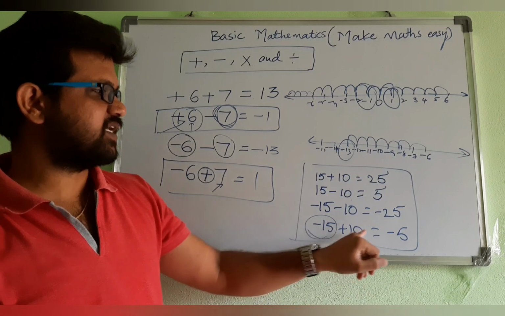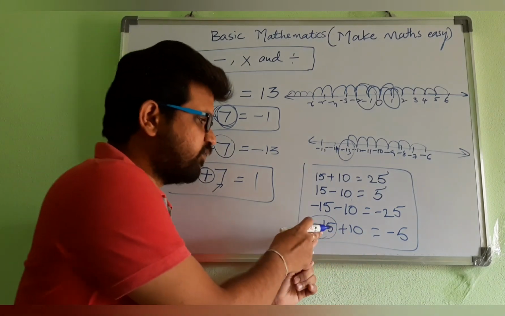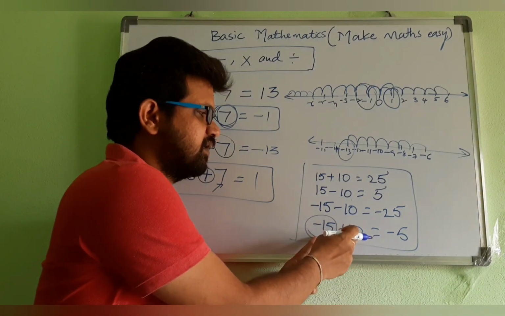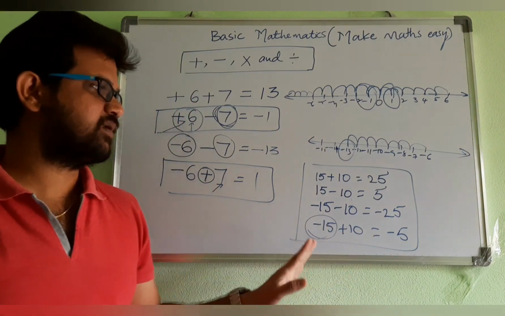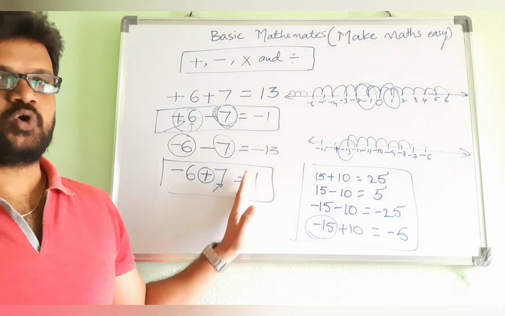Minus 15 plus 10. So here, to minus 15 we are adding 10 steps. So we get minus 5. Why? Because 15 is greater than 10. So if you want to note down this.